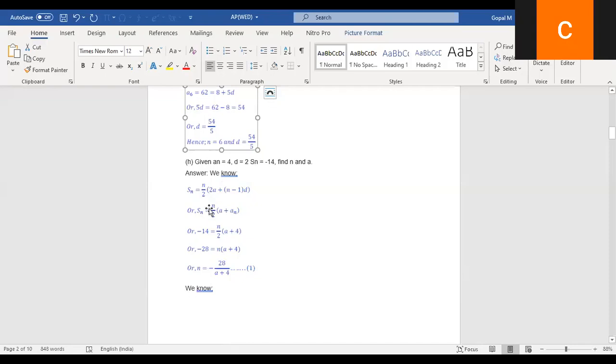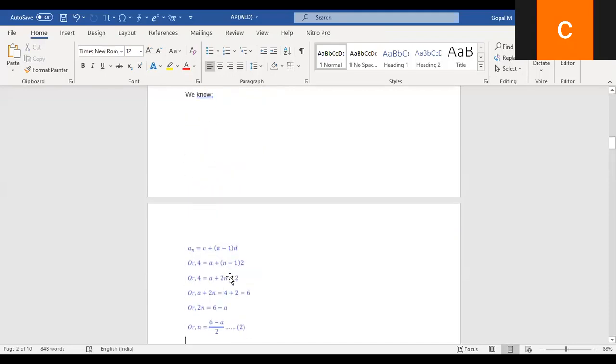They did not give the A value. First we'll find the A value. The Sn value they gave is minus 14. Minus 14 divided by 2 is minus 7. So N into (A plus An), where An they gave 4. If I cross multiply, minus 28 is equal to N into (A plus 4). N value is minus 28 divided by (A plus 4), or you can find the A value first.